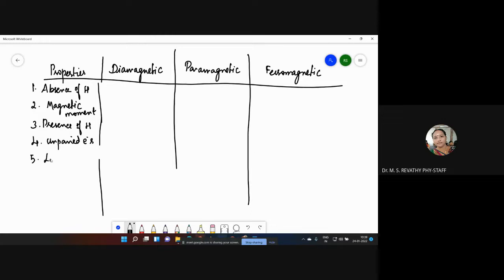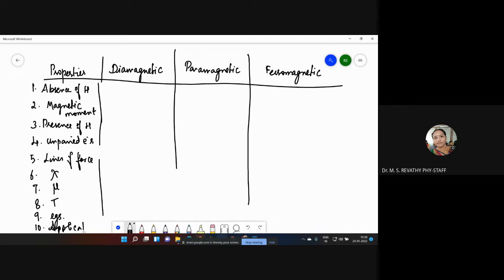Or I'll just put this one: lines of force. Repelling nature, attraction, that one you can write. Then susceptibility, then permeability, then temperature. Then you have examples. Like that, whatever properties we have seen so far. It is on the screen. And the last one will be applications. Where are these materials used?